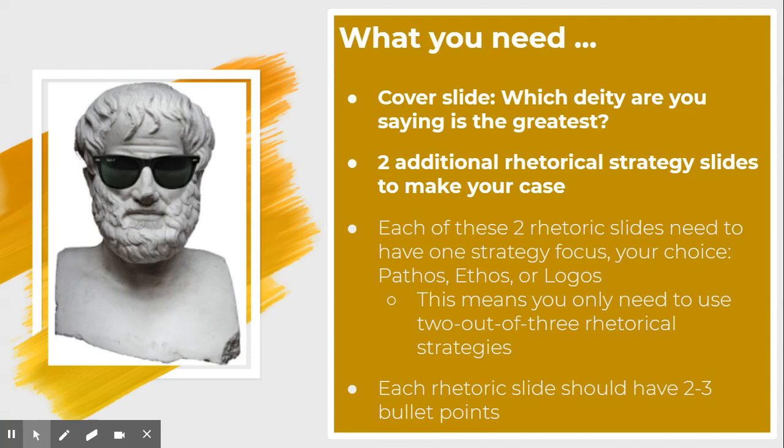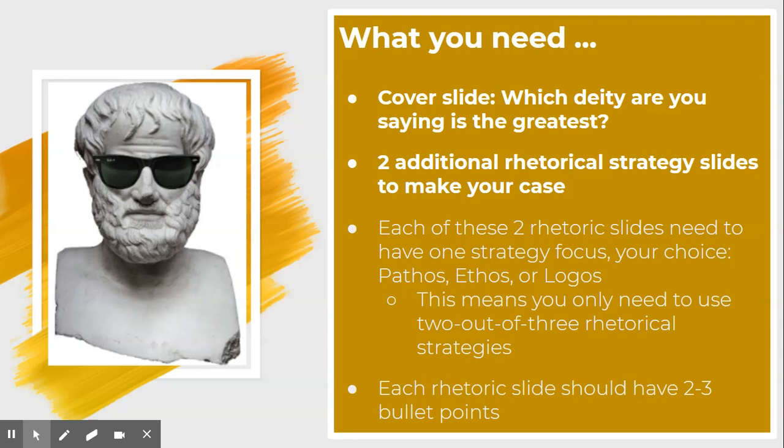What you need, a cover slide. So which deity are you saying is the greatest? That should be on your opening slide. Then you should have 2 additional slides. These are your rhetorical strategy slides. Each of these slides should be devoted to a particular rhetorical strategy. Pathos, ethos, or logos. You need to pick 2 out of those 3.